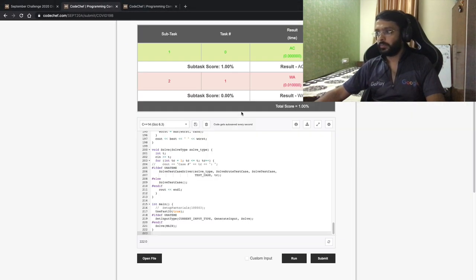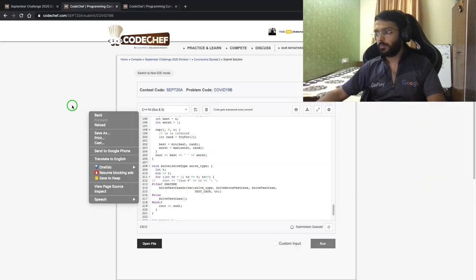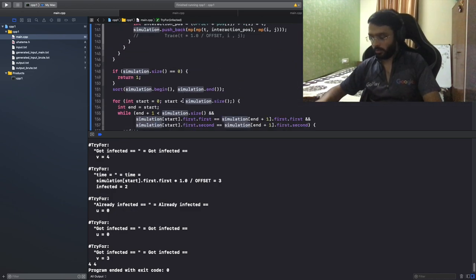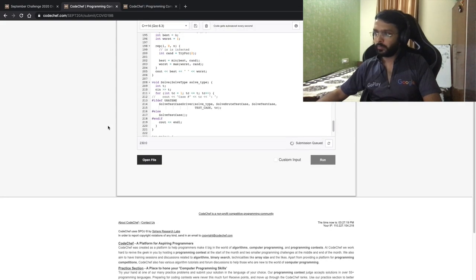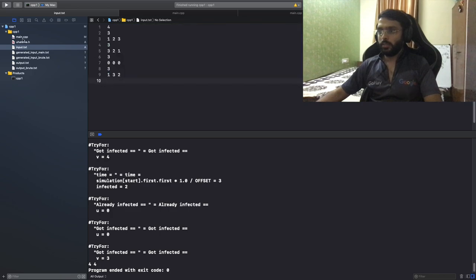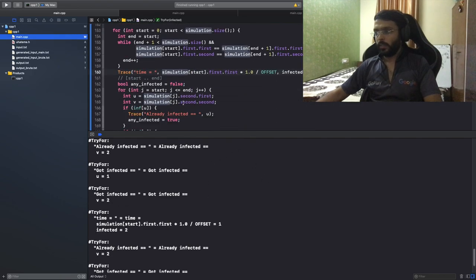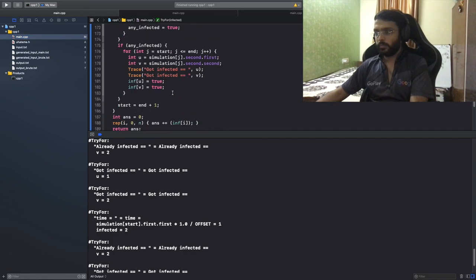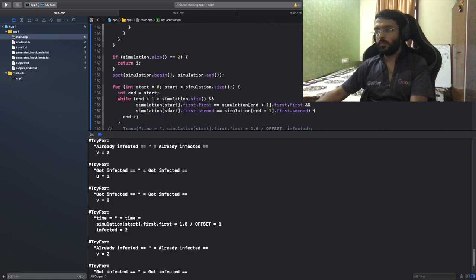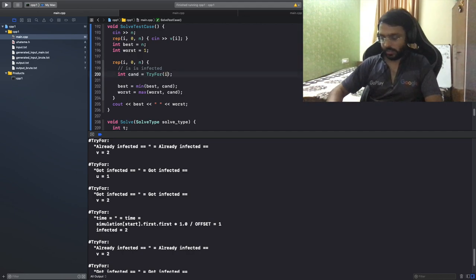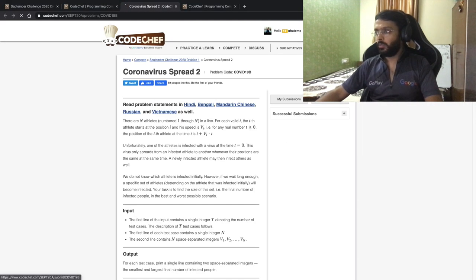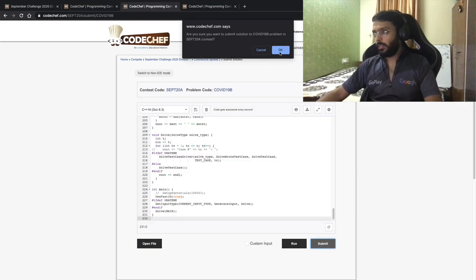Let's try submitting now. This is weird. Am I just printing something wrong? Let's see, input is this. What's the answer then? Let me remove all the traces. I did not update this file. One one three three one one one two. Let's try submitting again. And this should be about right.